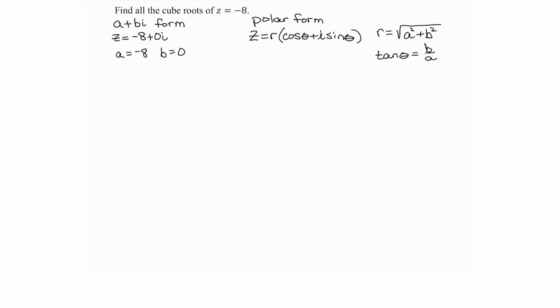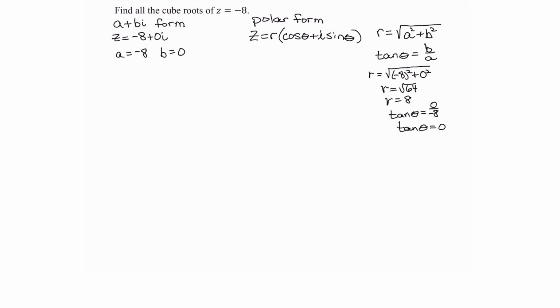So here, we want to find our modulus. So r is equal to the square root of negative 8 squared plus 0 squared. So that's the square root of 64, which is 8. And then we have that tangent of theta is equal to 0 over negative 8. So that gives me that the tangent of theta is 0.